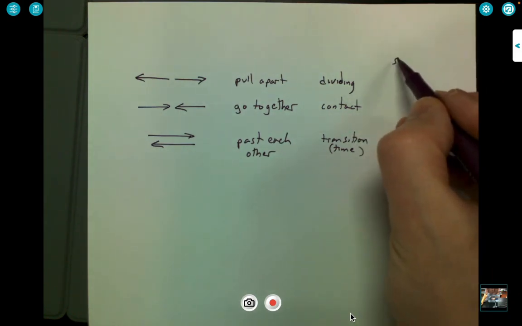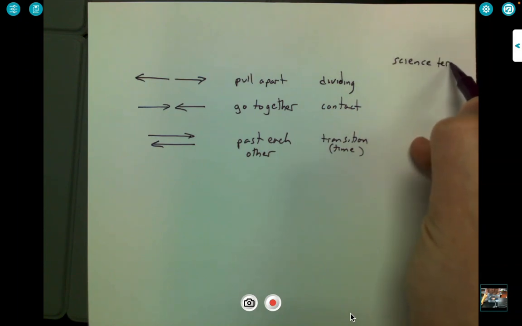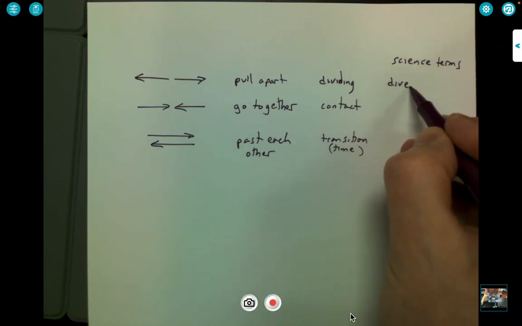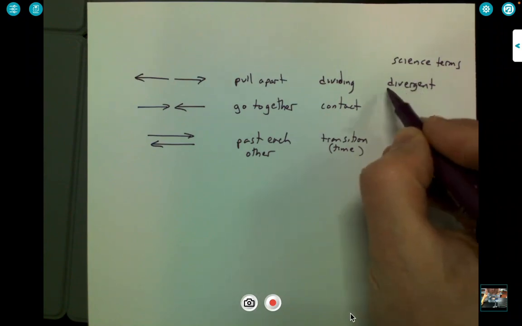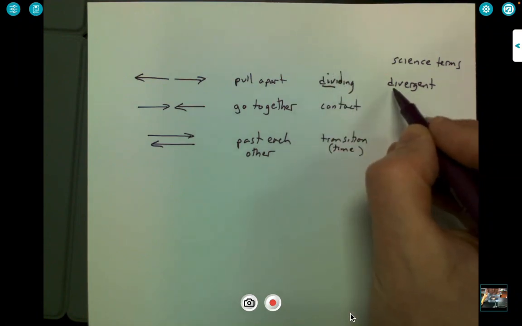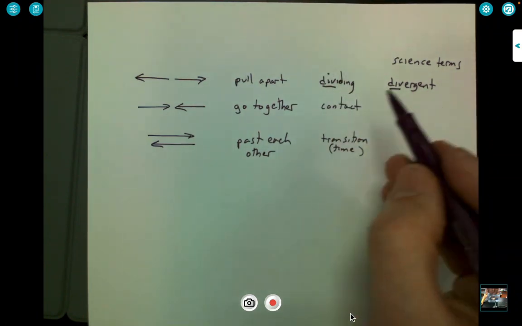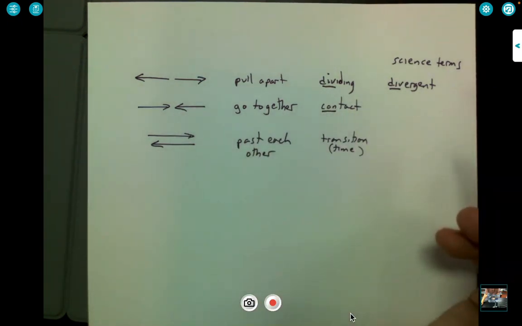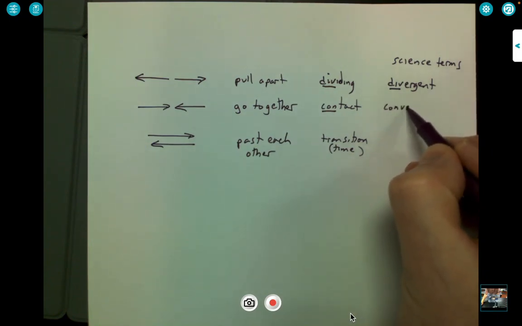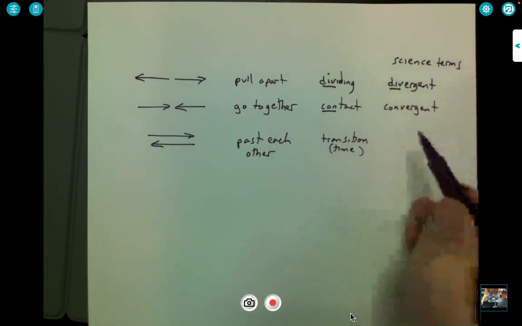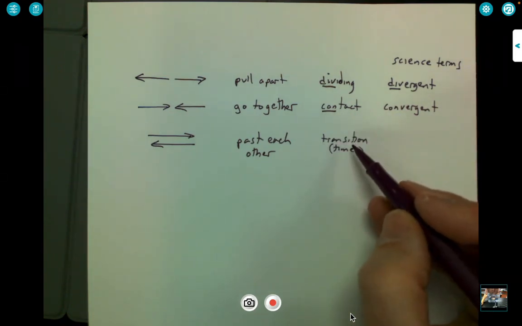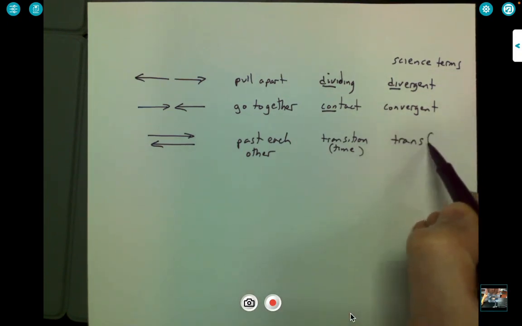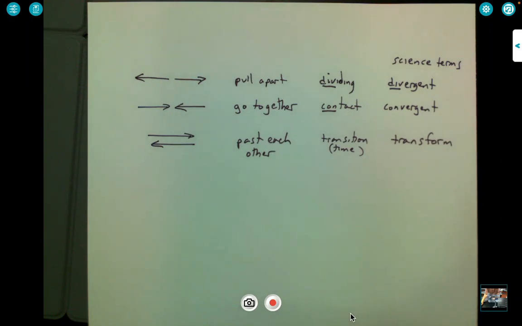So the science terms for these types of plates, this is called a divergent boundary. The reason I did this is because I could see the div for dividing and div for divergent. The ones that are going to go into contact, we underline the CON there. Those are known as convergent plates. They come together. And this was a student idea. It's kind of like people passing in a hallway, so they call it transition time. And those are called transform plates when they slide past each other.